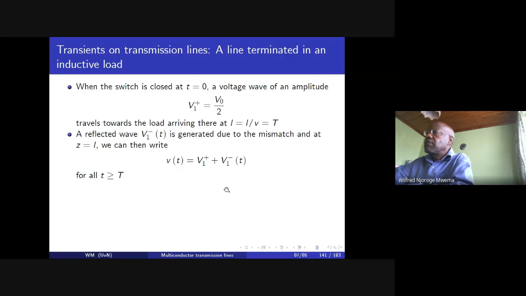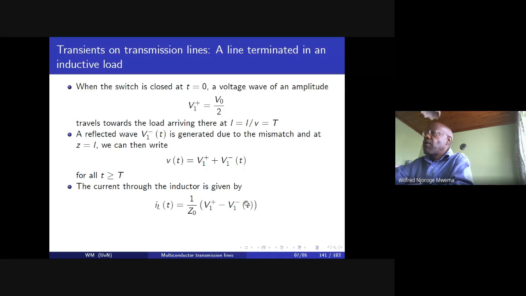where V is the phase velocity. And the current through the inductor will be given by the transmission line equation, that is IL of t equals 1 over Z0 times V1 plus minus V1 minus of t, where Z0 is the characteristic impedance of the line. So that's the current through the inductor, and that's the voltage through the inductor. And these equations are called transmission line equations because we are using the line voltages.